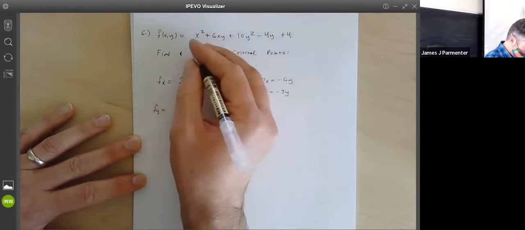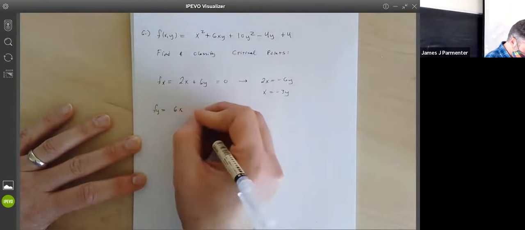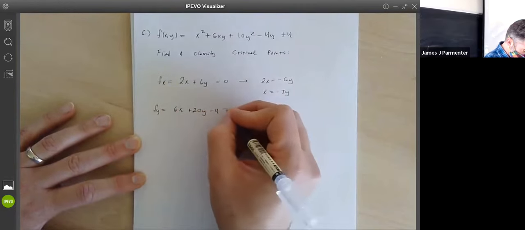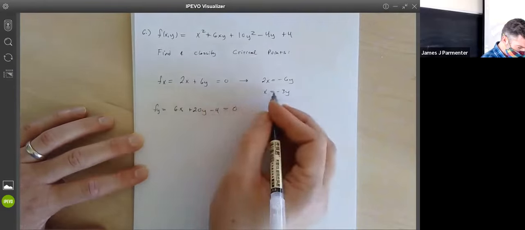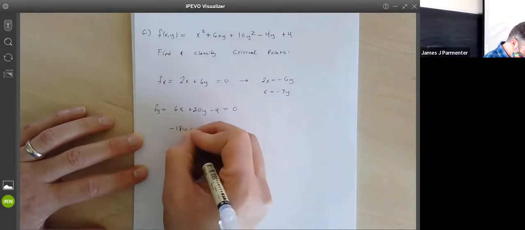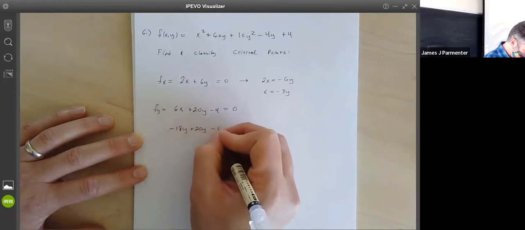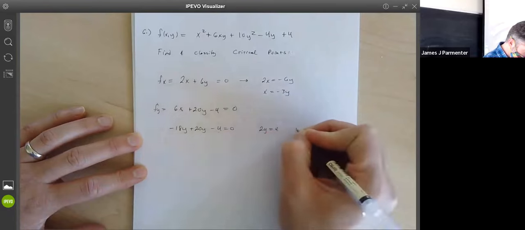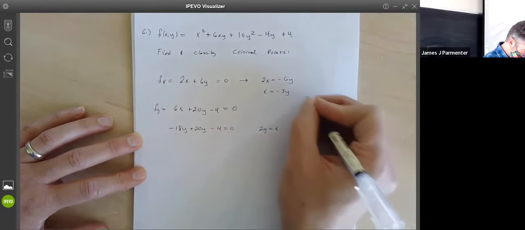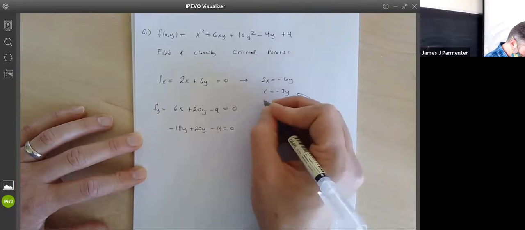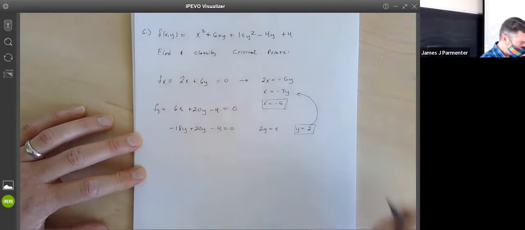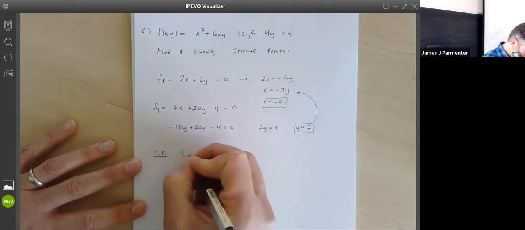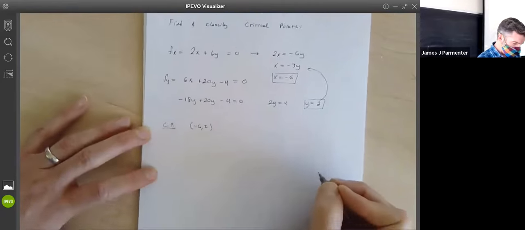fy, let's see, it's going to be 6x plus 20y minus 4. Plugging in x equal to negative 3y, I have negative 18y plus 20y minus 4 equal to 0, or 2y equal to 4. So y equals 2, x equals negative 6. Well, that's convenient, only one critical point. So now we need to find D.